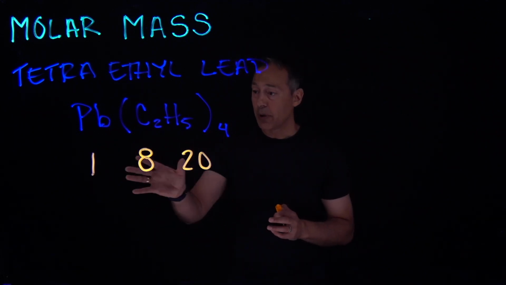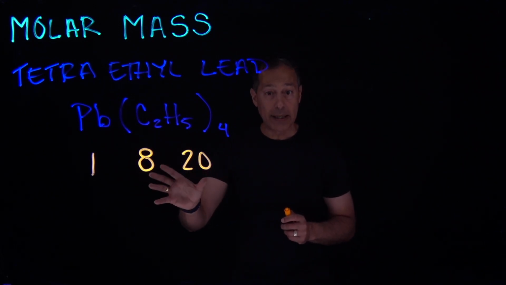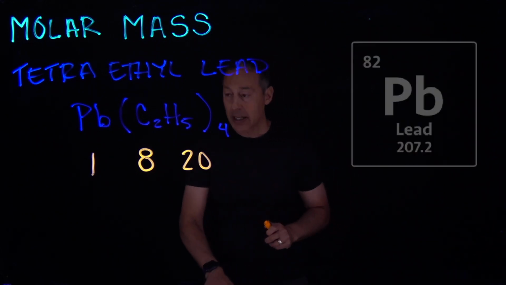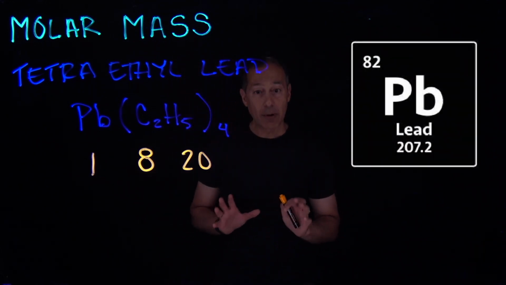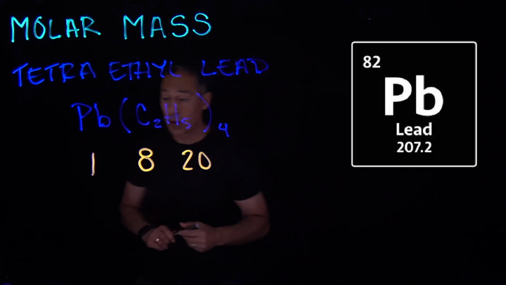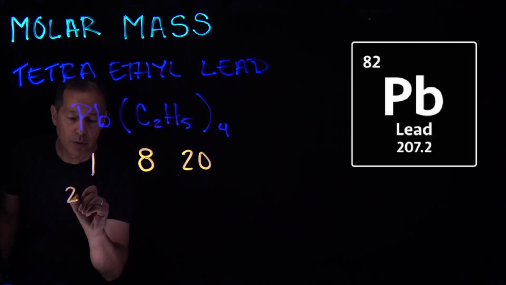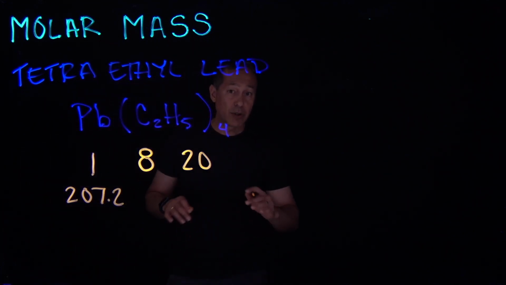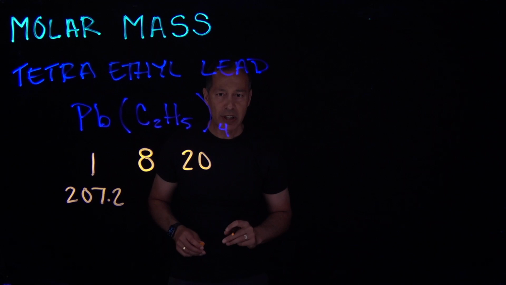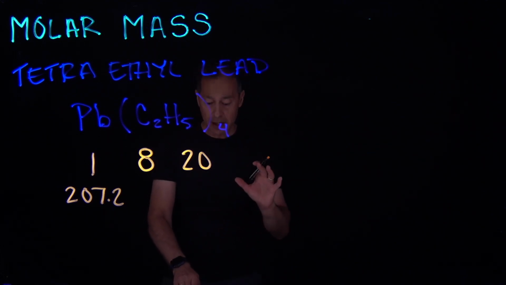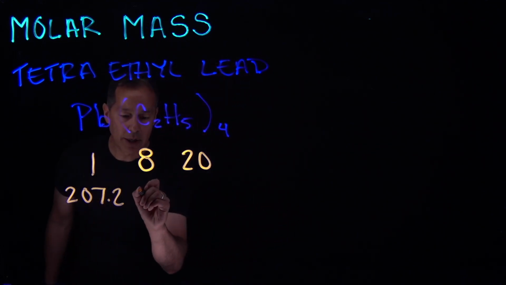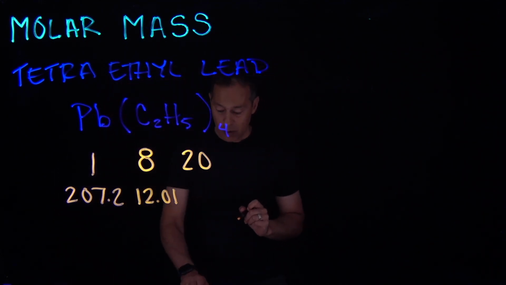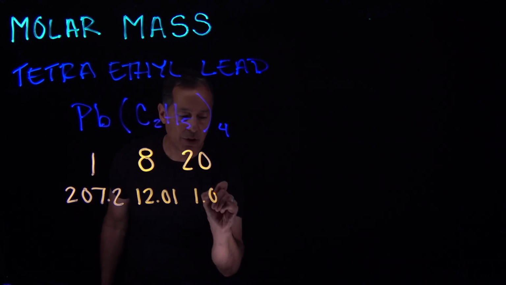From here, I will multiply these numbers by their atomic weight. And the atomic weight, I pull that number off of the periodic table. So on my periodic table, I can see that lead has an atomic weight of about 207.2. And that could be atomic mass units or grams per mole. For our purposes, it doesn't matter. And for carbon here, it's about 12.01. And for hydrogen, that will be about 1.008.